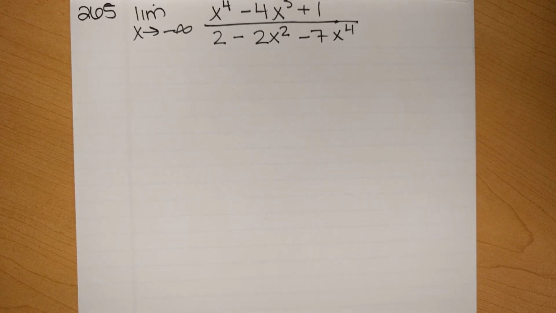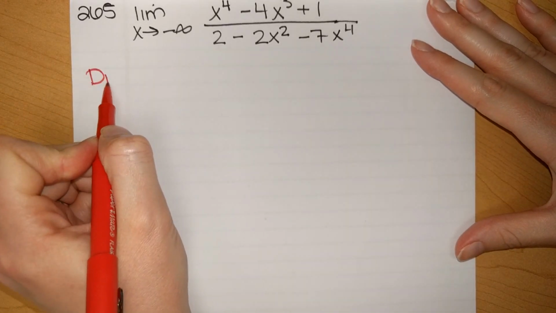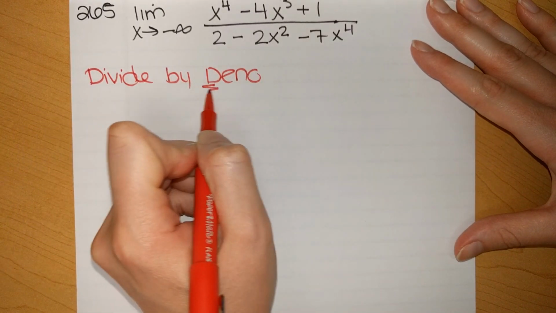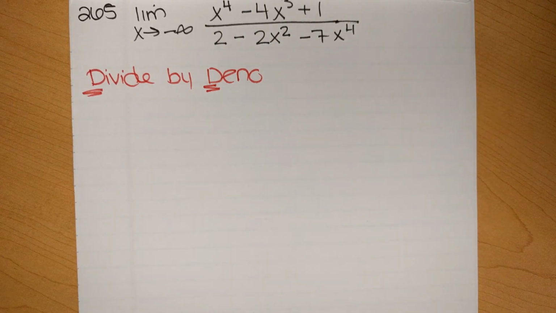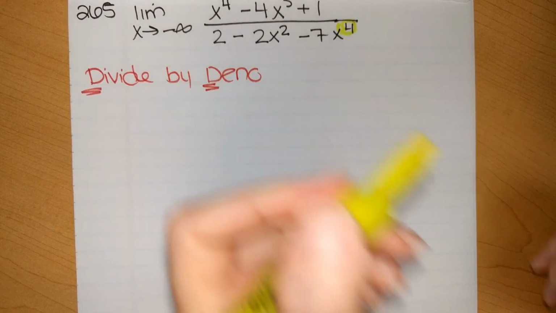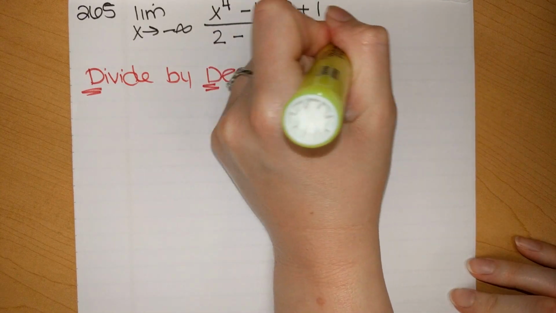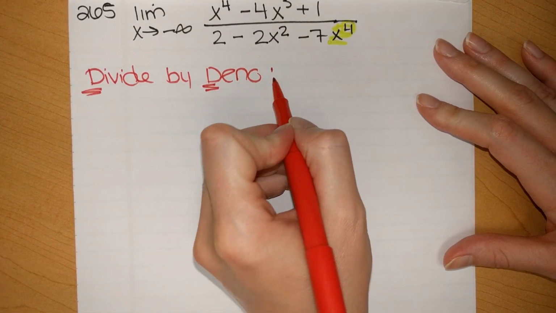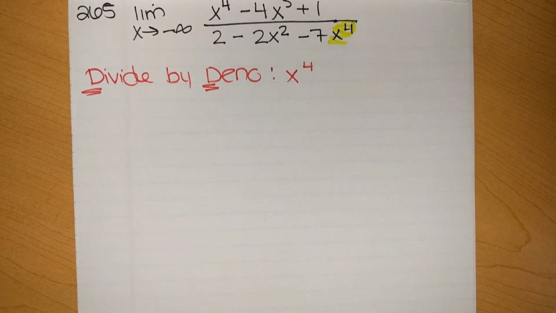So what we're going to do, because we don't have a basic limit law staring us right in the face, we're going to divide by the highest denominator power. Now, this is a little bit of a trick question because usually the highest power in the denominator appears first, but here if you scan through the denominator, you see that the highest power is actually this x to the fourth term. So we are going to divide by x to the fourth on every single term.